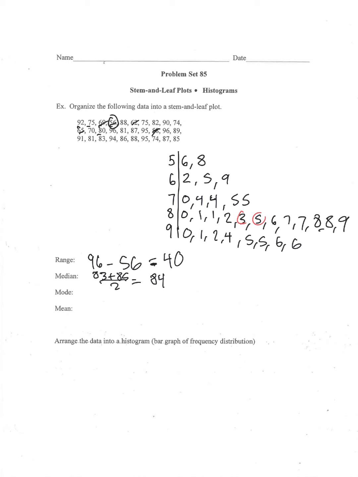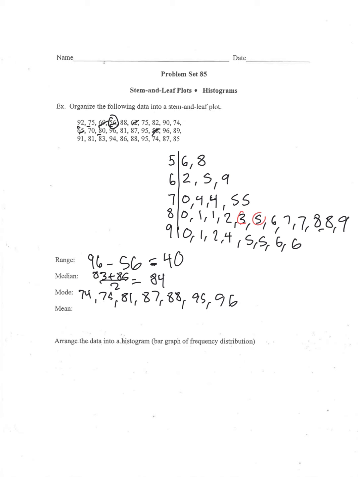We have 74, 75, 81, 87, 88, 95, and 96. I should actually, this here, 95 and 96. So these are all the modes. They all appear twice, which is the most common appearance.